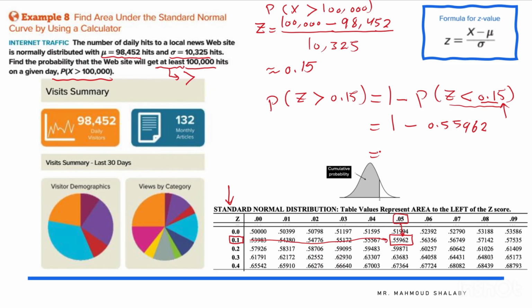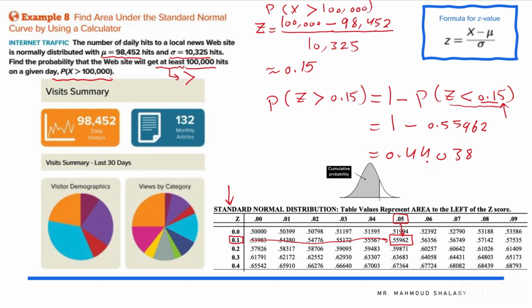Let me just do this very quickly. So 1 minus 0.55962. So the answer will be 0.44038. Type. This could be the solution, and that's it.